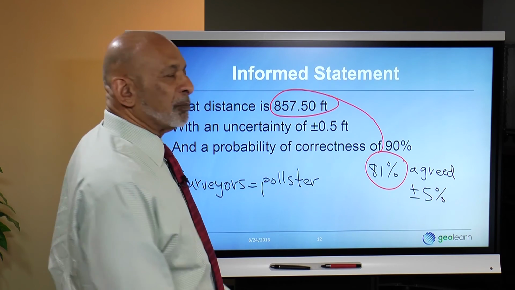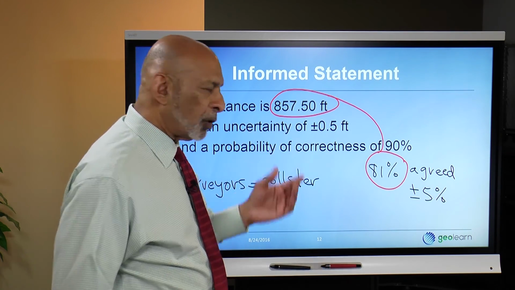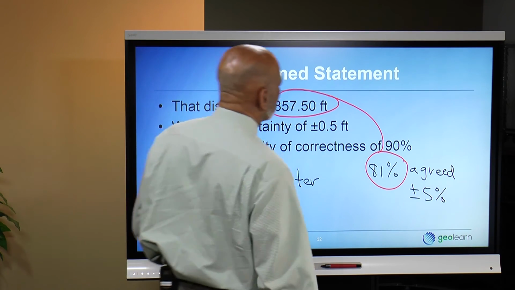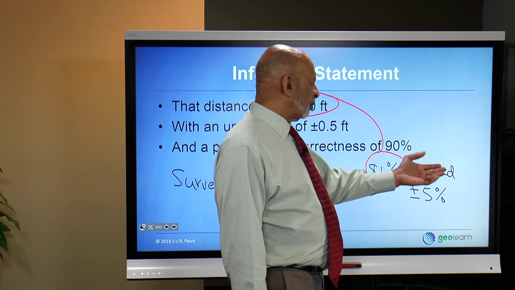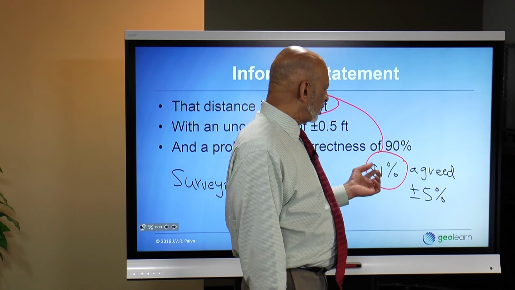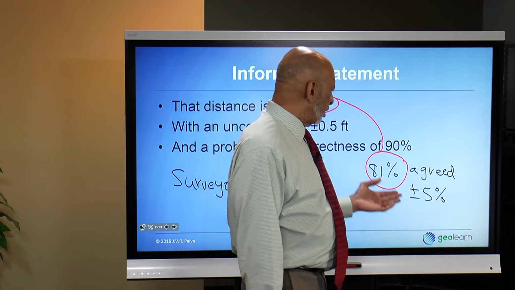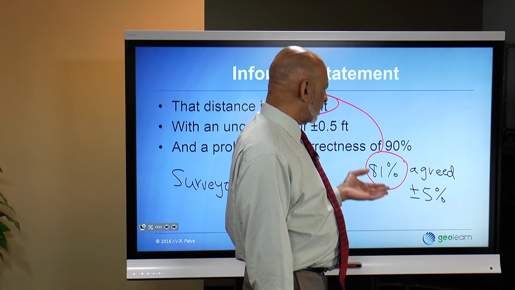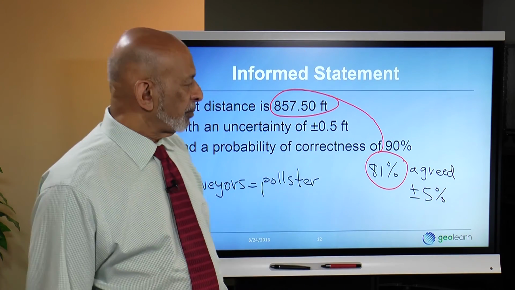But there's always measurement error, even in the job of the pollster. And what they're saying is, if I went out and selected another sample, I feel pretty confident that the answer would vary only by plus or minus 5%. So it could be as high as 86%, it could be as low as 76%.